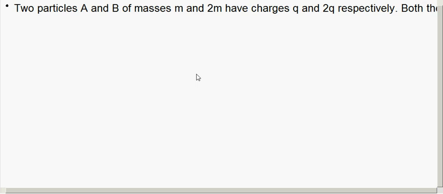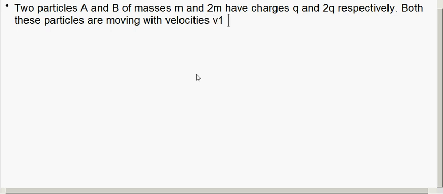Both these particles are moving with velocities v1 and v2 respectively in the same direction, enter the same magnetic field B.